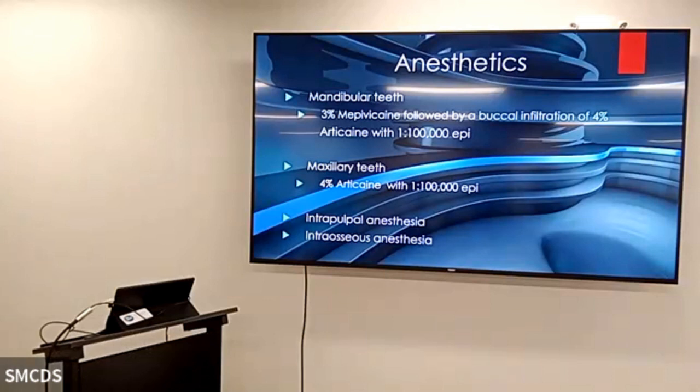But maxillary teeth, everything I use pretty much, unless it's contraindicated, is 4% articaine with 1 to 100,000 epi. Most every tooth I work on in the maxilla, I never give more than one carpule. I have some colleagues in Texas that every single tooth, no matter what they're using, there are four carpules of anesthetic going in every tooth they work on.